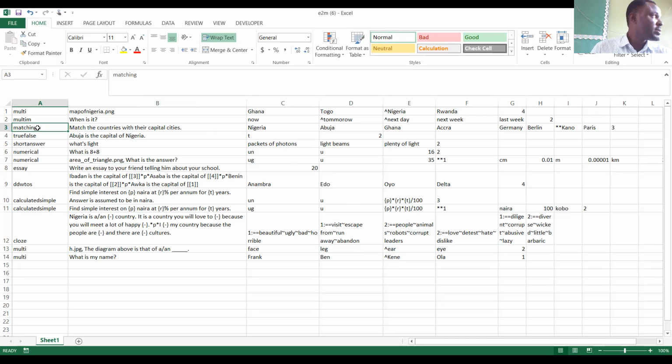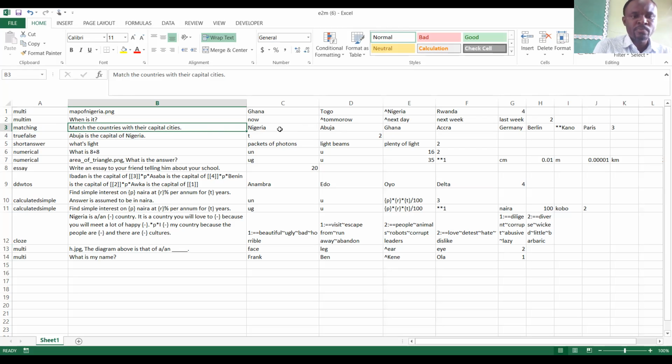You must indicate the type of question, matching, in the first column of that particular row. So matching, spelled correctly. And the second column should have the question itself. Match the countries with their capital cities. So what are the options? Nigeria, Abuja. Guys, after the second column, that is the column that bears the question, you should have pairs of options.